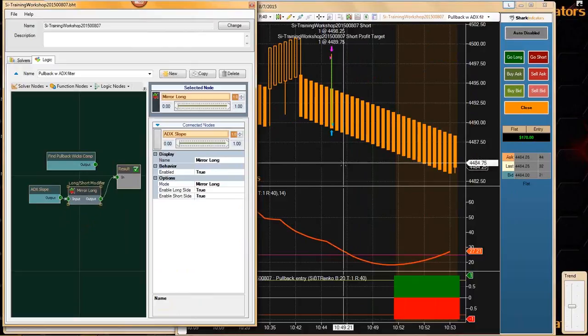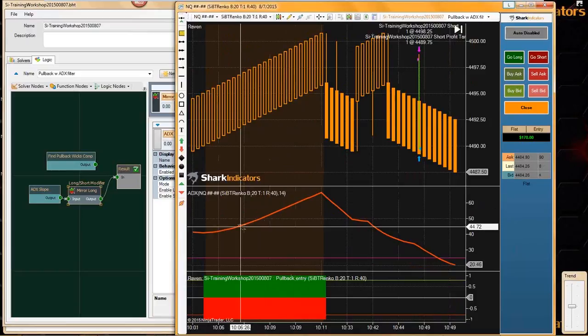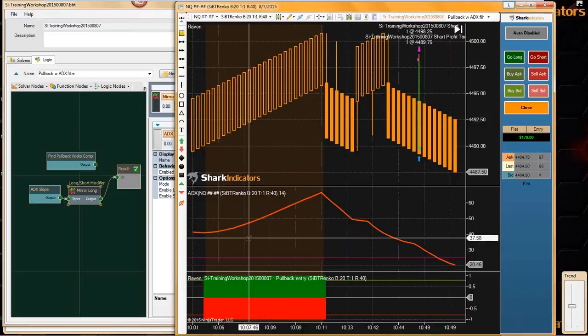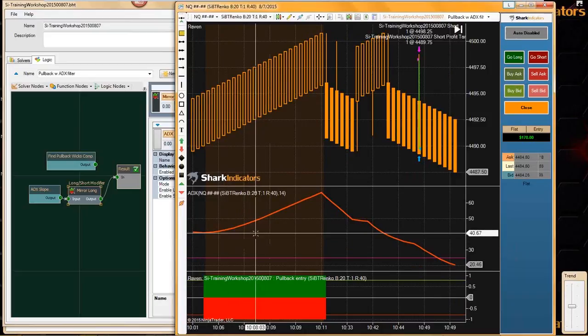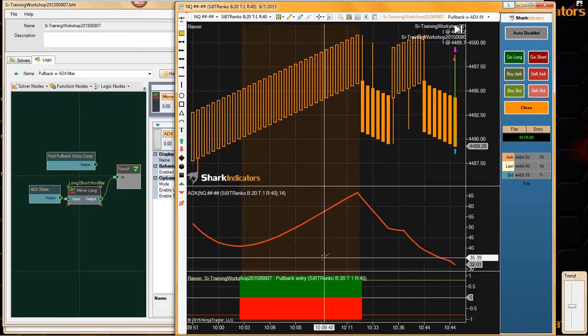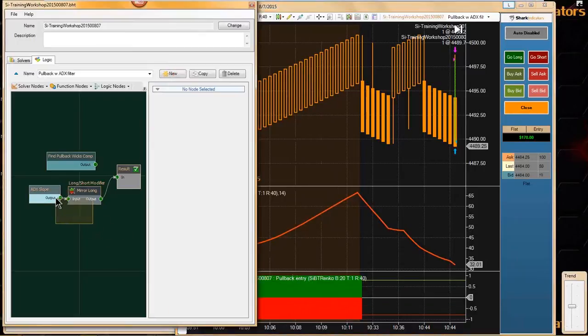So the concept is the ADX is a non-directional indicator, right? The ADX just tells you whether you're in a trend or not. It doesn't tell you the direction of the trend. It just says that there is a trend happening. So that means it's a non-directional condition. So whenever you're building non-directional conditions or filters, you're typically going to want a long and a short output at the same time. All right.